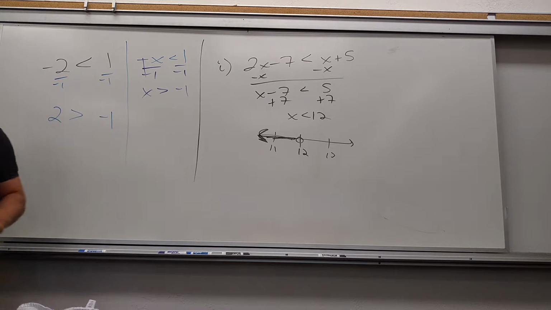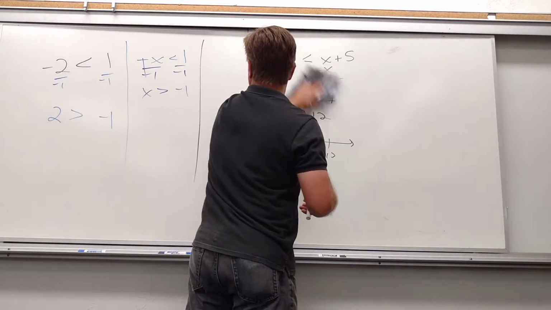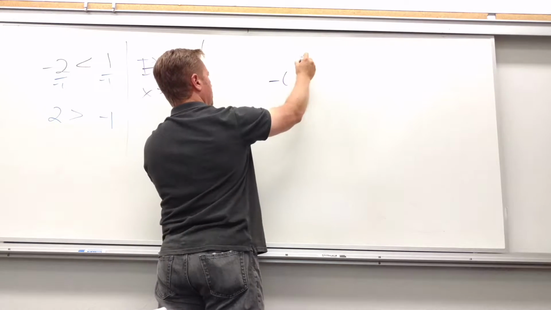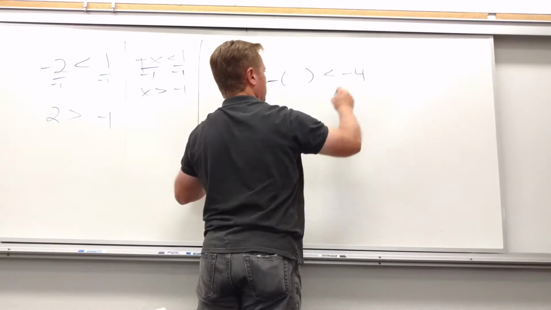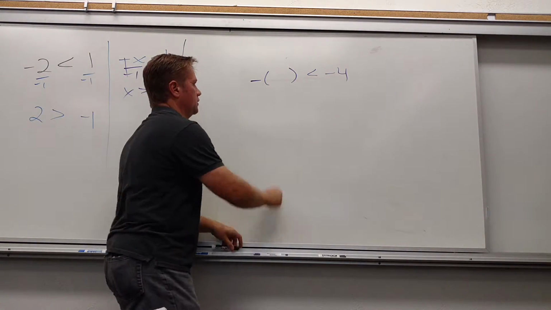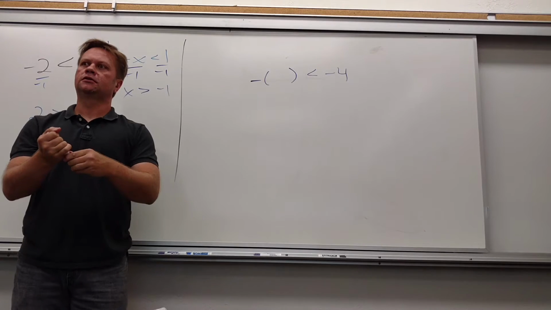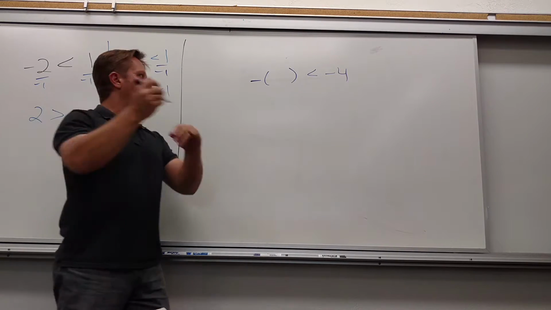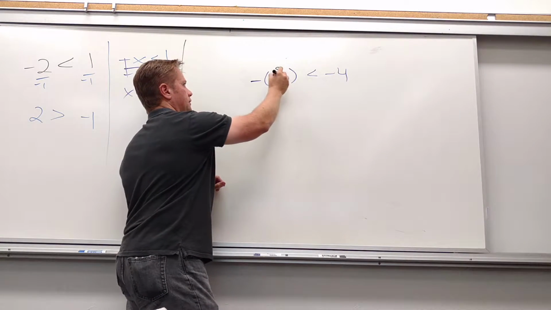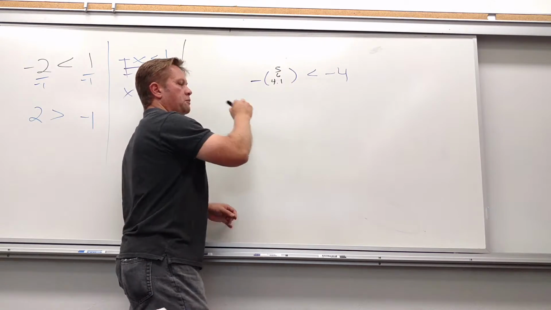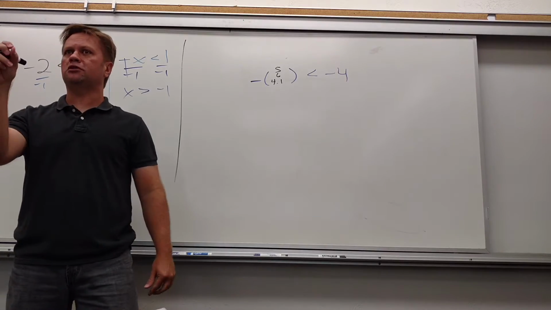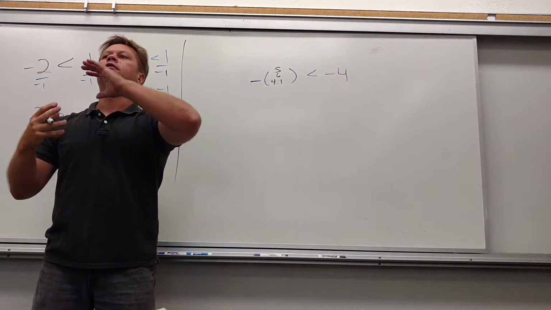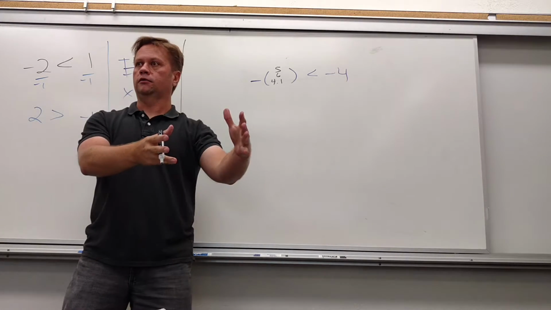Let me give it to you a different way. Let's say I wanted negative something to be less than -4. Give me a number that I can put in there that would make it true. Is -3 less than -4? No. I could put a 5 in there. What else could I put in there? 6. Can I put a 4.1? What is true about all those numbers? They have to be bigger than 4.